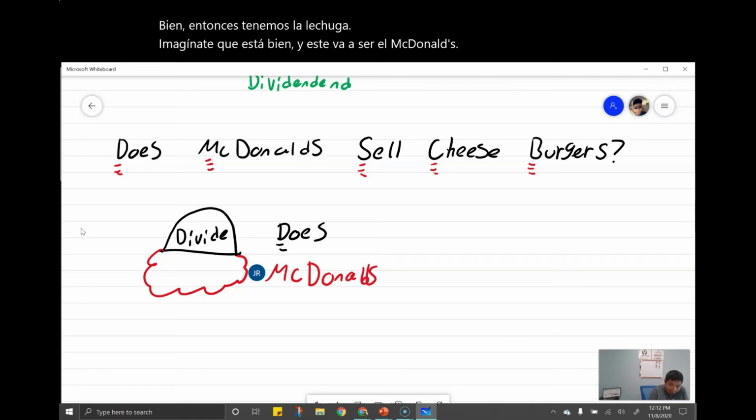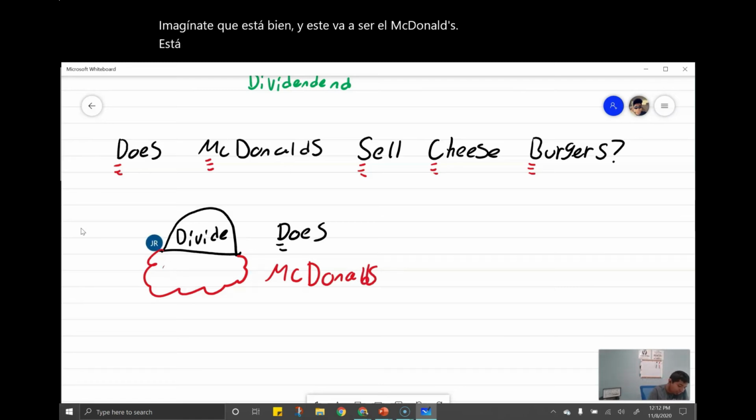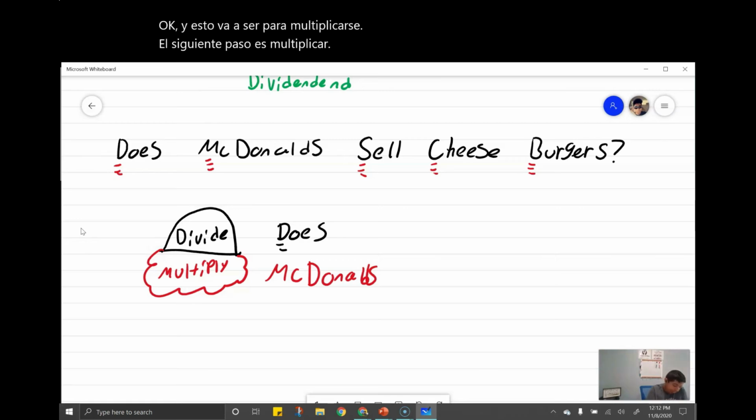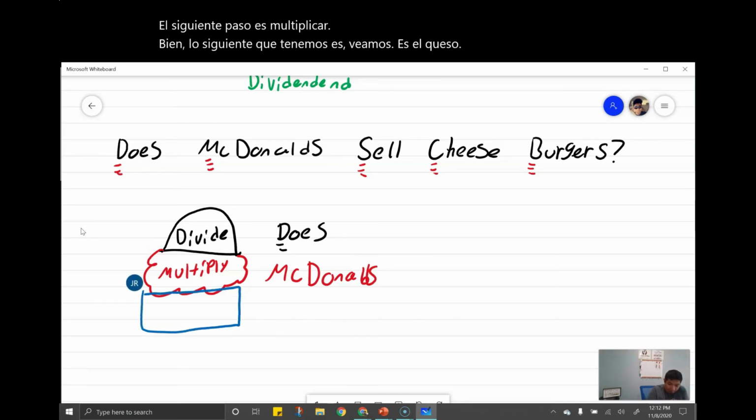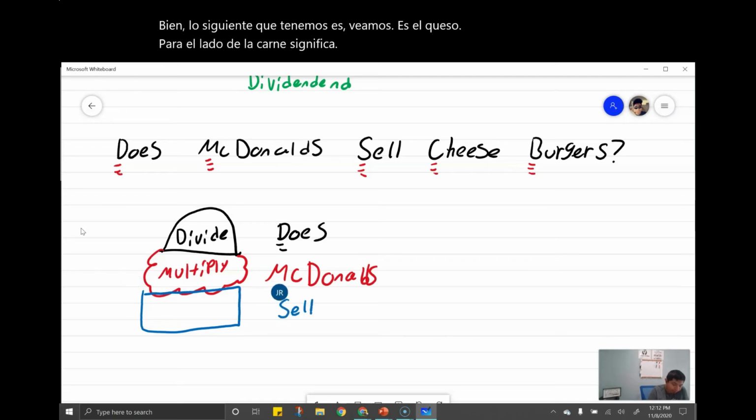Okay, and this is going to be to multiply. The next step is to multiply. Okay, the next thing we have is the meat. And that's the sell, and this is going to be subtract.